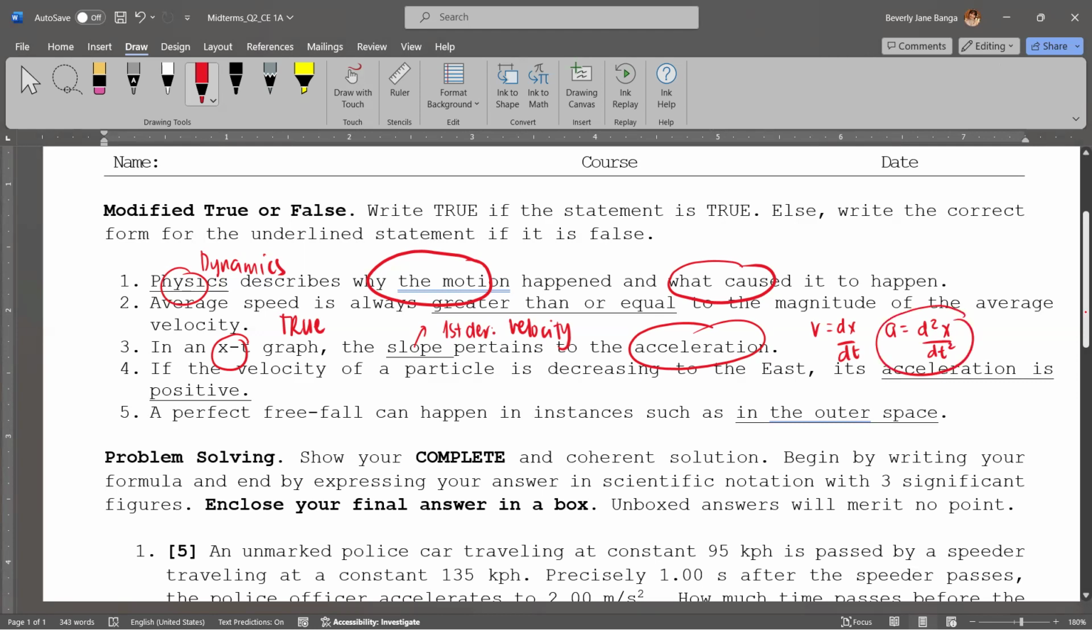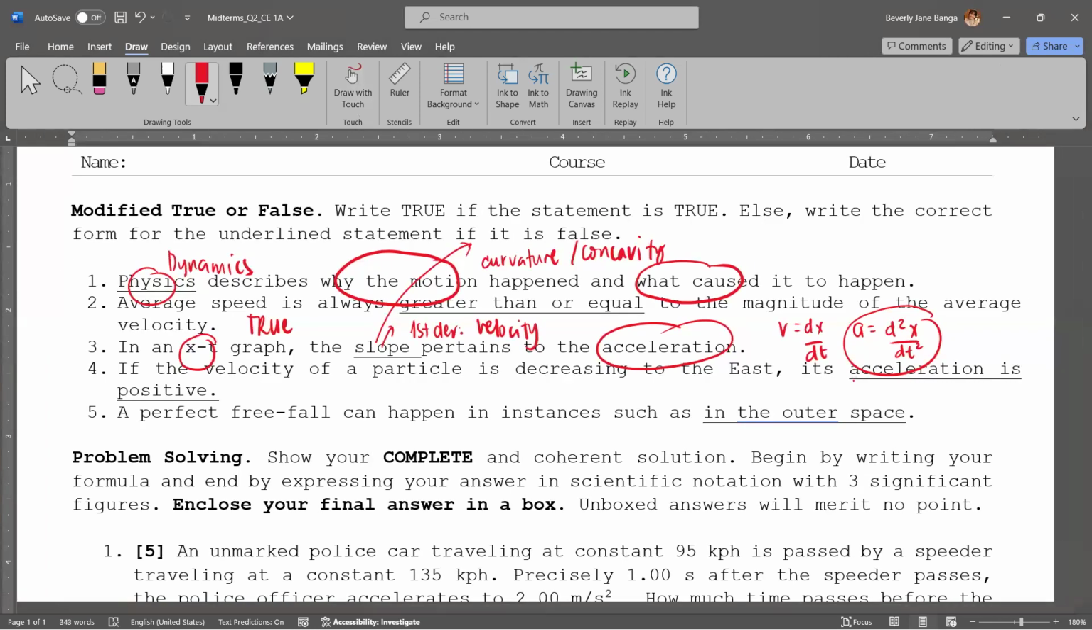And ano yung tinitignan natin sa graph? So, this will give us the answer, which is the curvature or the concavity. Okay, so curvature or concavity. Now, meron naman tayong VT graph. So, in a VT graph, itong slope naman, ito yung magbibigay sa atin ng acceleration. Okay? Now, for example, meron tayong ganitong VT graph. What is given by this area under the curve?